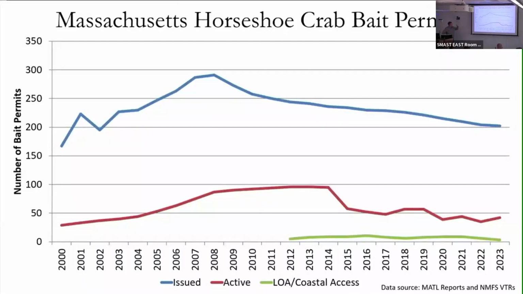It was over 250. Those are the ones that are issued by the state. The red line is the ones that are actually active, that actually have landings. That's been dropping over time. So we're less than 50 active fishermen right now for bait.